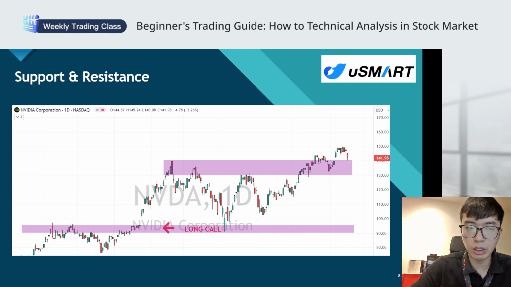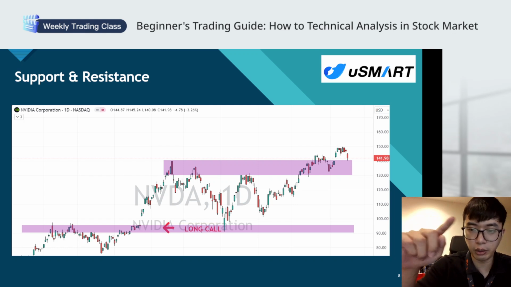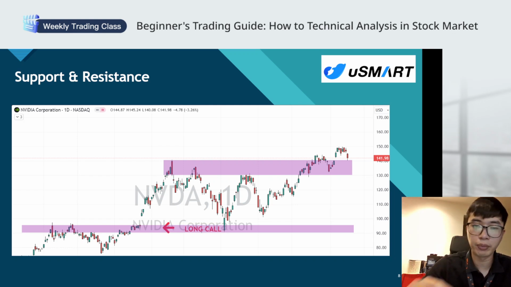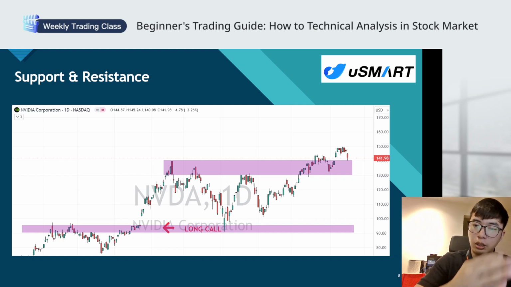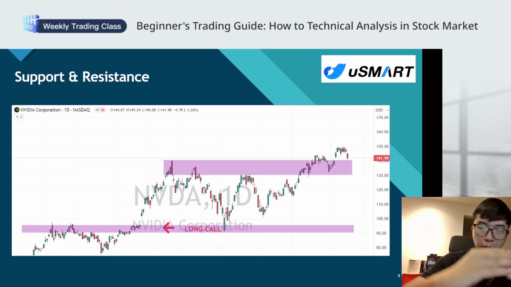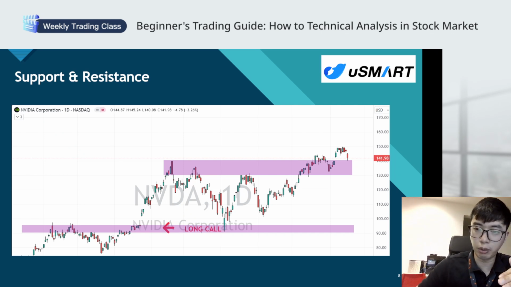And for the resistance, when the market keeps hitting a certain area and keeps retracing or rebounding back, it's like it hit a wall, so that's why we call it resistance. It keeps retracing when entering this area, so we can say that it is an area of resistance. Usually when a stock breaks the support, it will retest the support to see whether it will become resistance or not.